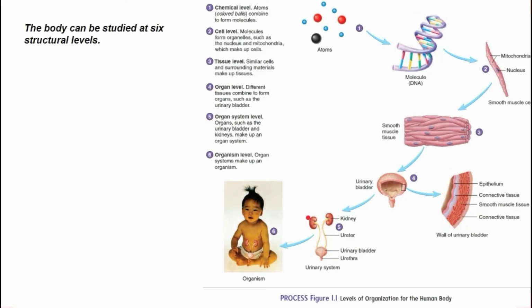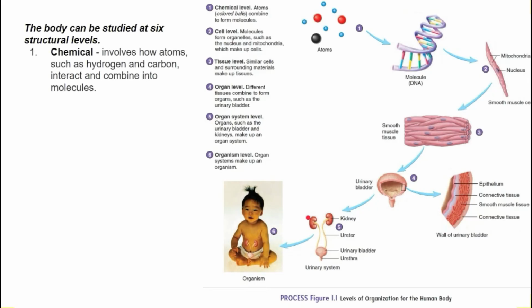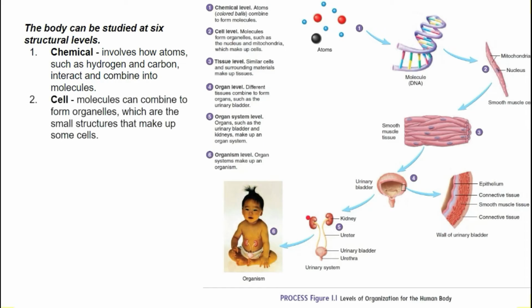The body can be studied at 6 structural levels. So the first part is the chemical, like how the atoms such as hydrogen and carbon, how they interact and combine into molecules. The second level is cellular, wherein here molecules can be combined to form organelles. Organelles po is the parts of the cell, which are the small structures again that make up some cells. So from the cellular, ang cells po, pag nagsama-sama, a group of similar cells are called a tissue. A group of similar cells and the material surrounding them, that is termed as a tissue.